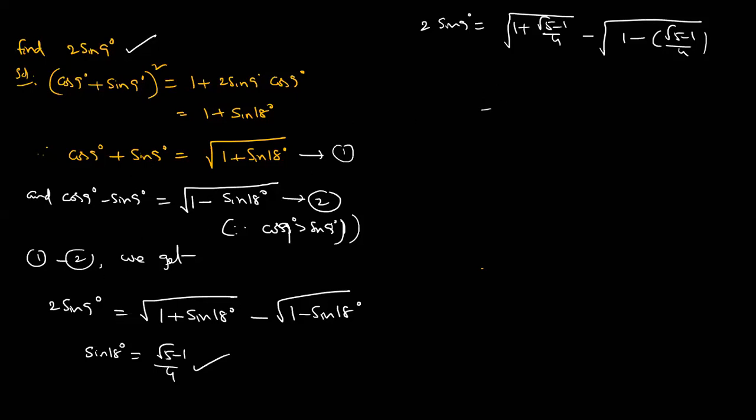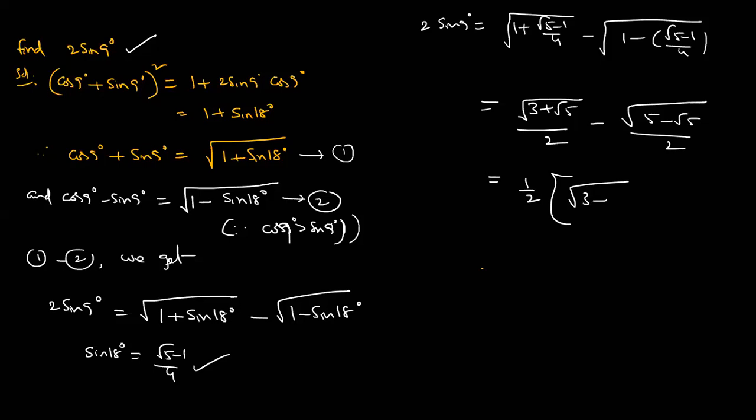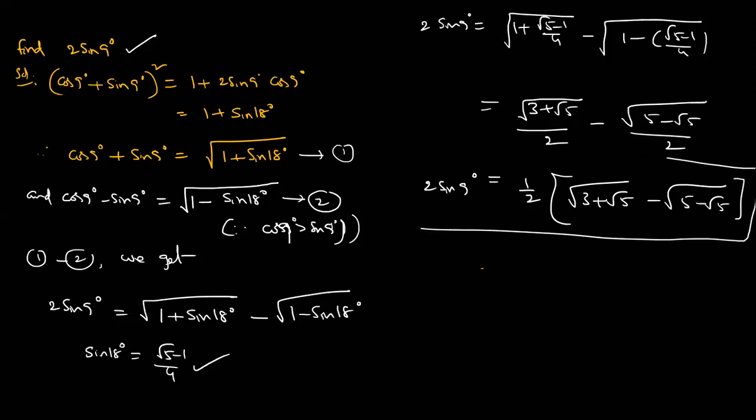Now, dear students, take the LCM. 3 plus root 5 by 2 is coming, minus 5 minus root 5 by 2. So take 1 by 2 as the common factor. Root over 3 plus root 5, minus root over 5 minus root 5. This is the value of 2 into sine 9 degrees. Please write down.